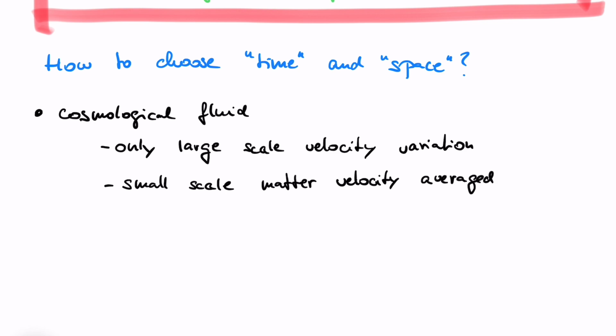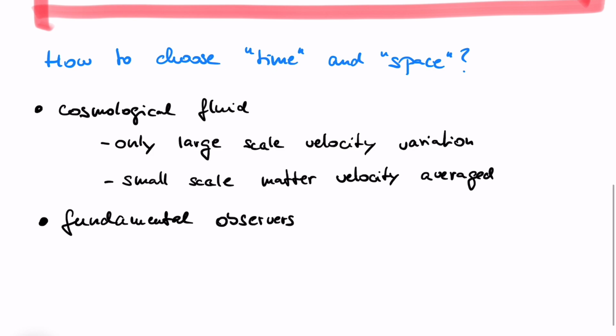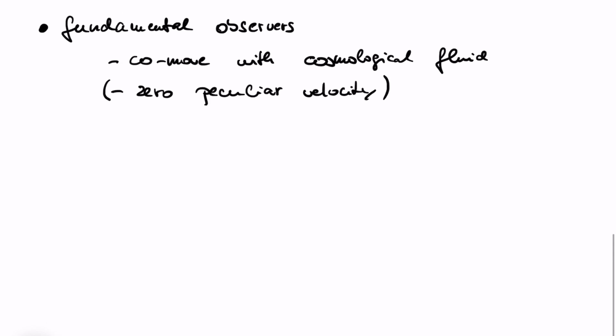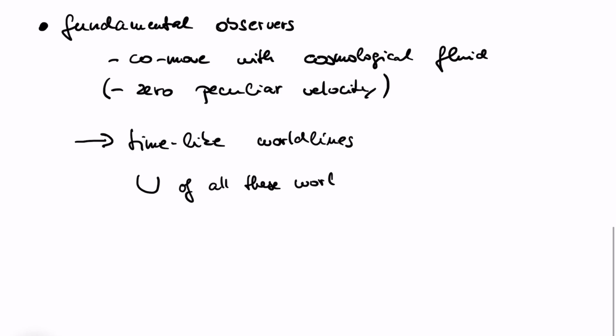With this, we introduce the fundamental observers who locally co-move with the cosmological fluid. In other words, they have zero peculiar velocity. Peculiar velocity is the velocity with respect to the instantaneous rest frame of the fluid. The fundamental observers evolve along time-like world lines. The set of all these world lines is called the congruence.